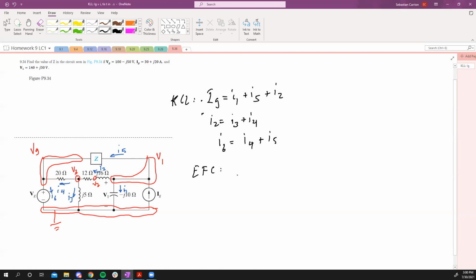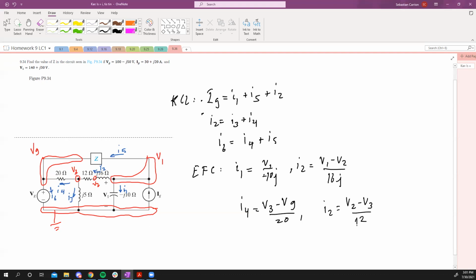So our equations for components: we know that I1 is equal to V1 over negative 10J. I2 is equal to V1 minus V2 over 16J. I4 is equal to V3 minus VG over 20. I2 again is, I skipped that, V2 minus V3 over 12. And I3 is V3 over 5J.